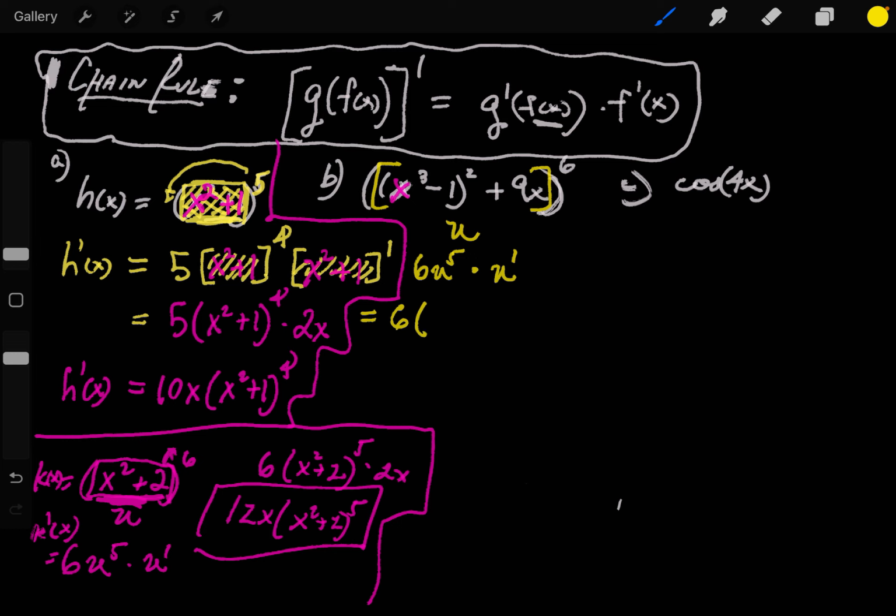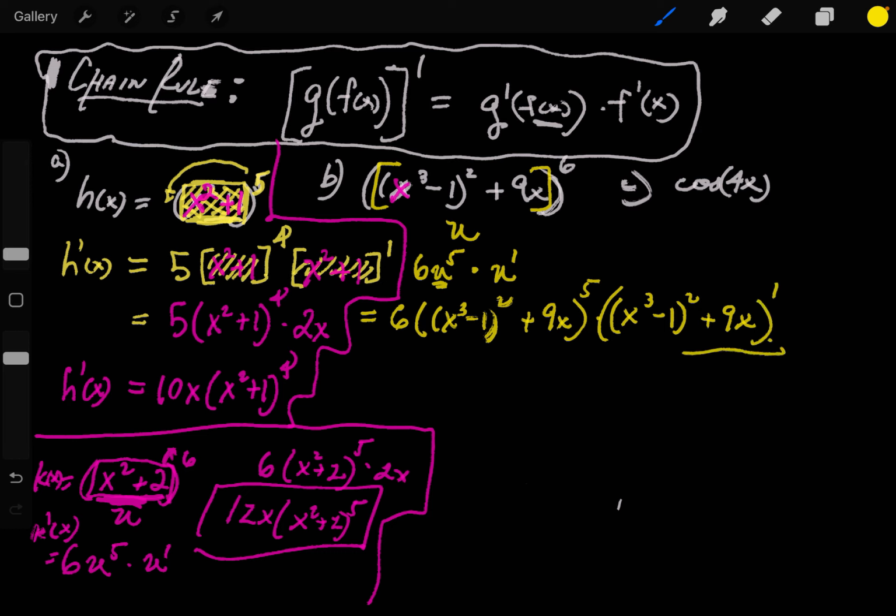It's 6 times x to the 3rd minus 1 squared plus 9x to the 5th, because this is u, right? This whole thing was u, times the derivative of this whole inner part, plus 9x, derivative. And I'm putting that prime there because I'm not done. I still need to find out what this is.